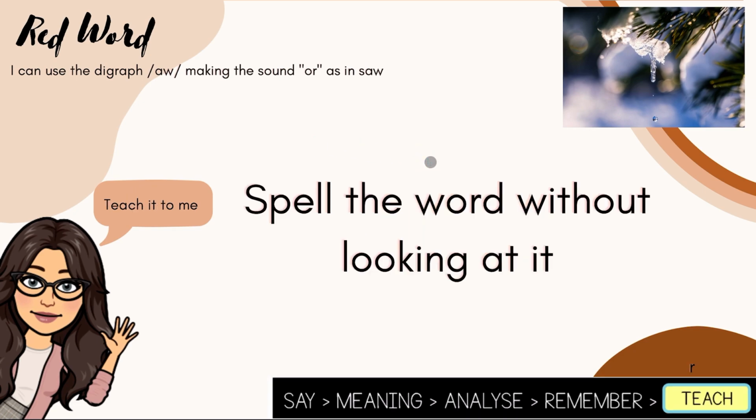Okay, have a turn at spelling the word thaw without looking at it. Now remember, we are focusing on the digraph AW this week. So in all of the words that you will be spelling this week, when you hear the OR sound, it will be made with the digraph AW.